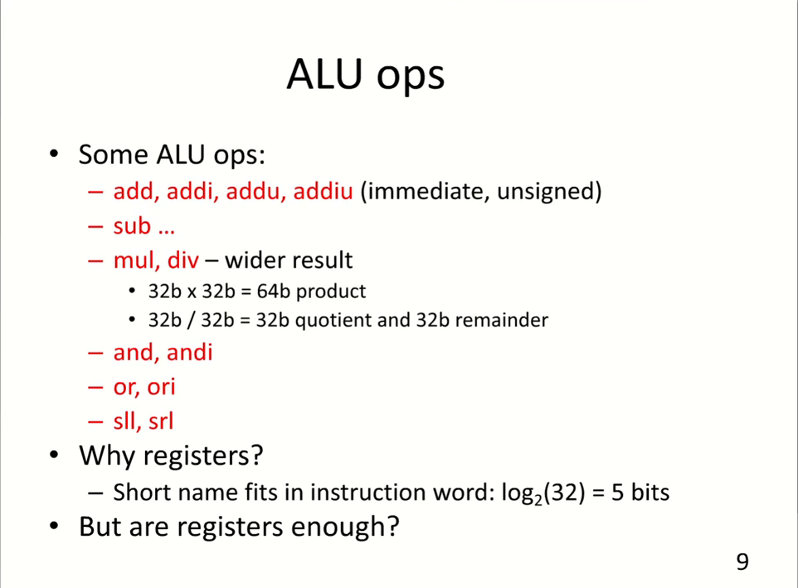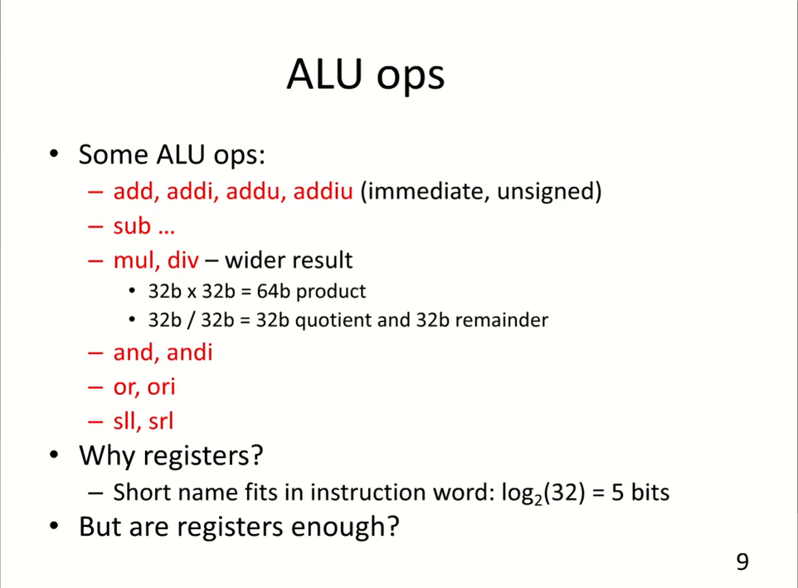So what is the main reason for using registers? Well, one of the main reasons is that the short name that we can use to specify a register fits comfortably in an instruction word. So for example, if we have 32 registers like we do in MIPS, we only need 5 bits to specify which of those registers is being accessed, which means with 5 bits per register, if we have three registers, 2 sources and 1 destination, we're still only using 15 bits of space to store those specifiers. We'll see in a little bit how exactly these specifiers are laid out in instruction memory.